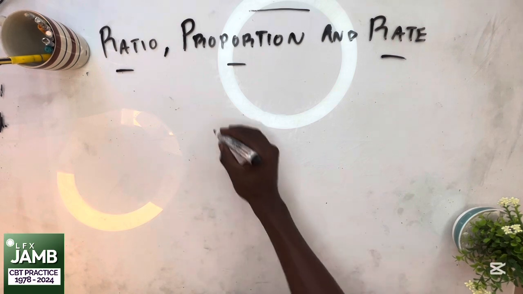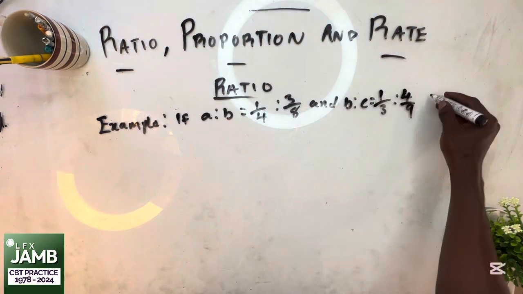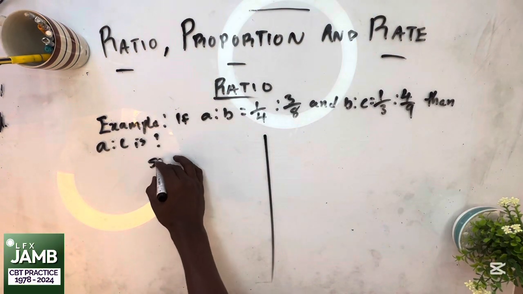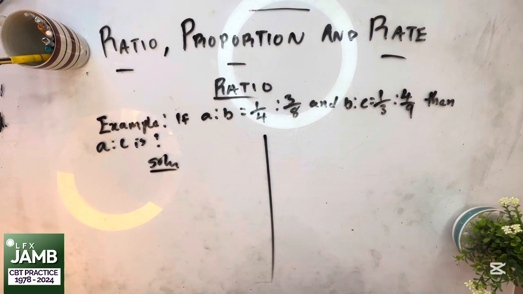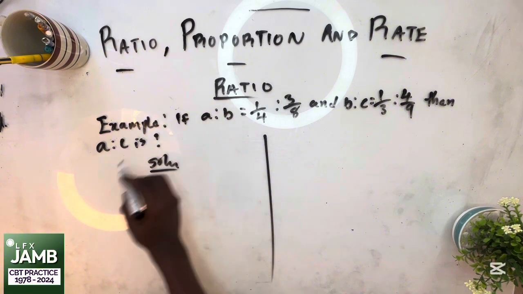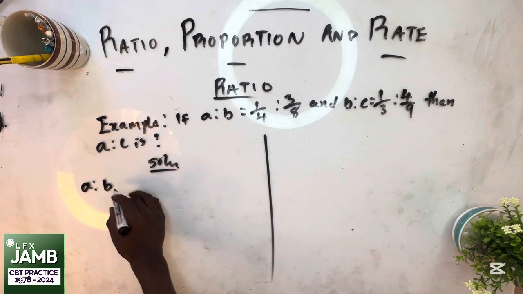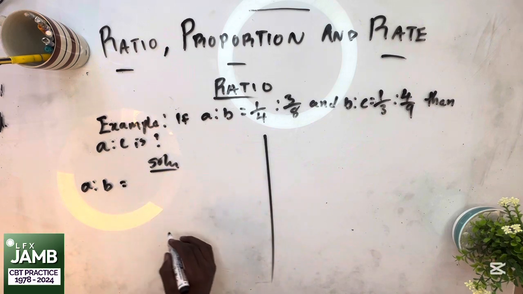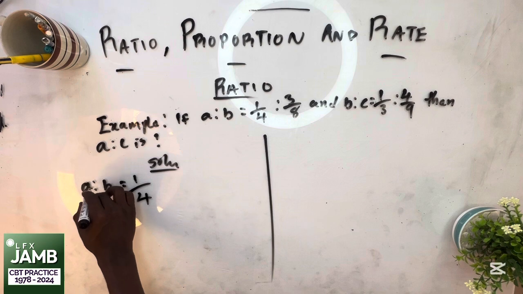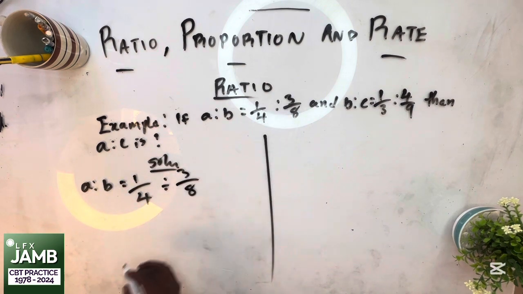Let's start with ratio. Some examples on ratio. Let's solve this solution. So remember I said ratio is a representation of division. So let's simplify this ratio, that is A ratio B, to single ratio quantities. And how do we do that? Since ratio here is expressed as division, we put that 3 over 8 and we operate it.